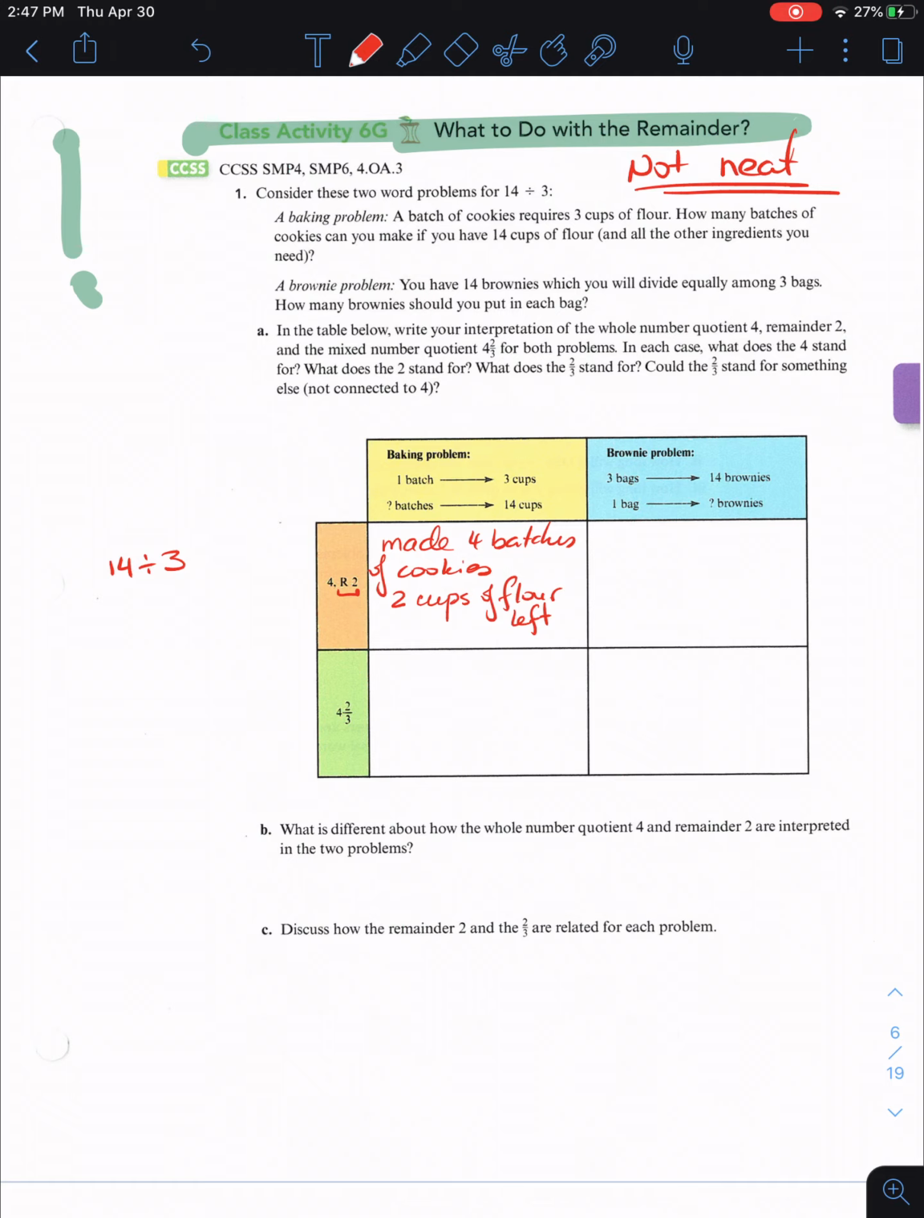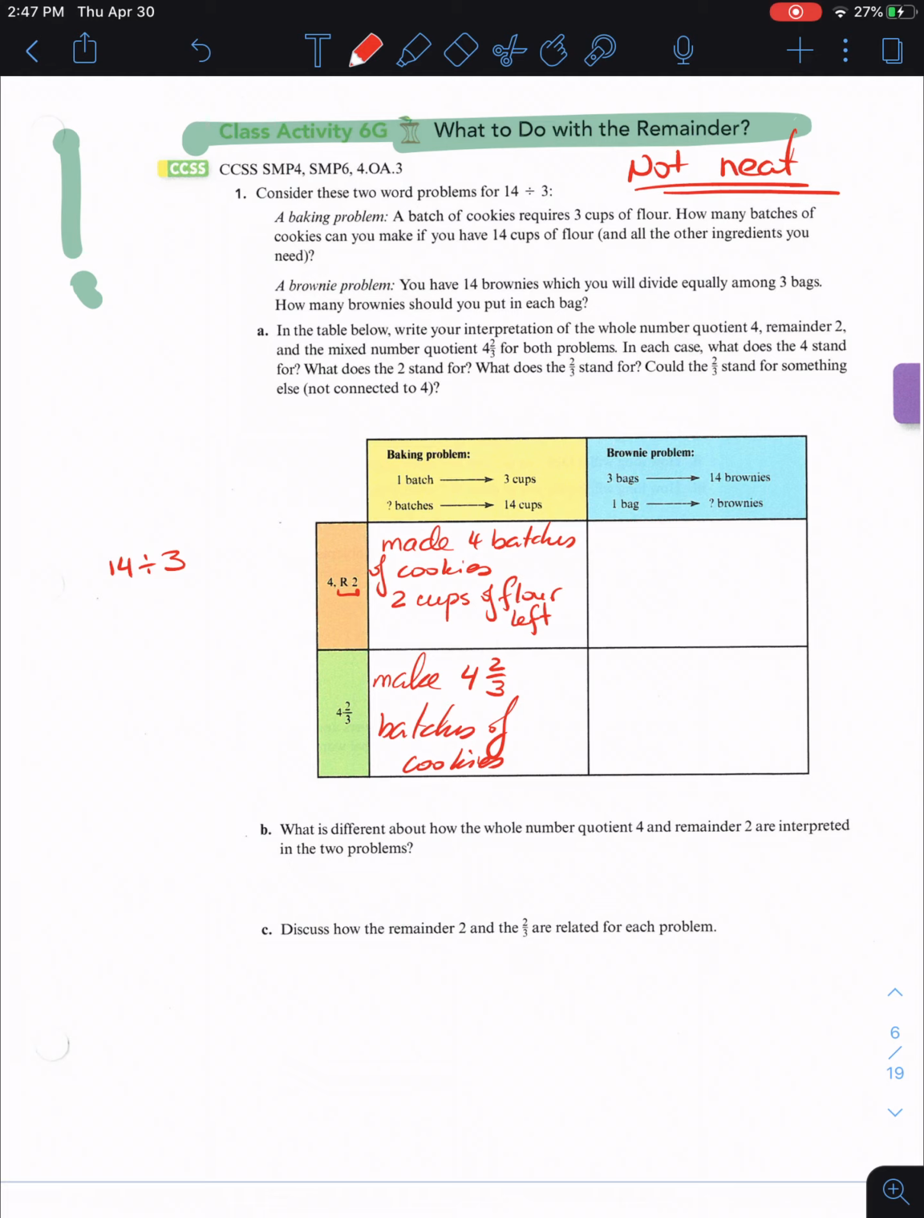But what if we wanted to use up all of our flour? Then we could make more cookies, right? But it wouldn't be the full 5 batches. We don't have enough for 5 batches. Well, but we have 2 of the 3 cups that we need. So we could make 2/3 of an extra batch. So you could make 4 2/3 batches of cookies. No flour left. So do you see the difference?